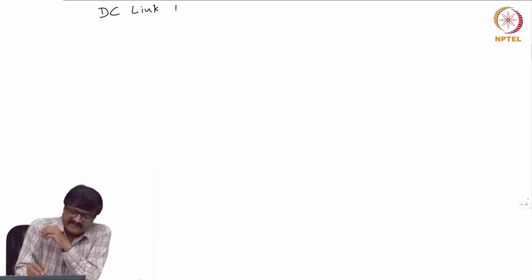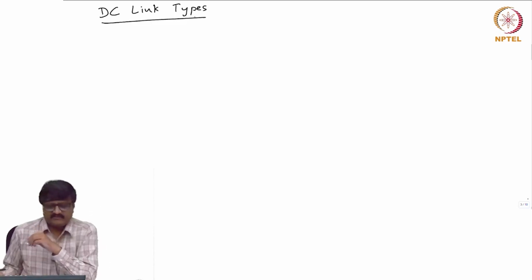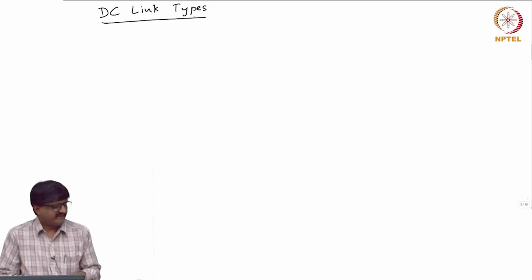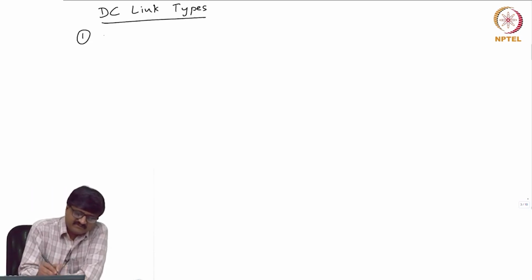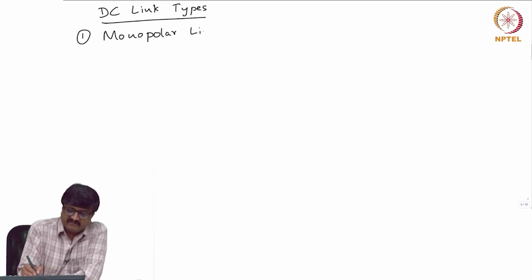So, there are different types of DC link. Let us look at a few of the types of DC link. The first type is the monopolar link.